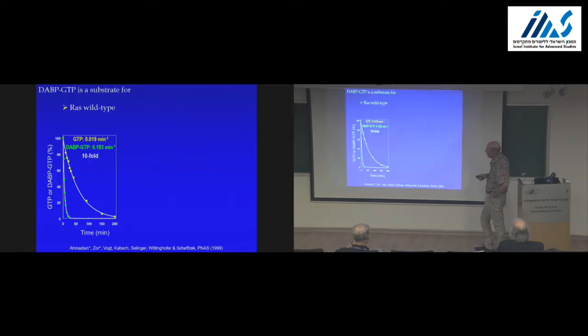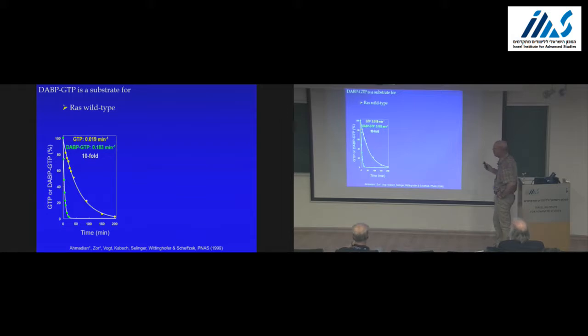And the results that we got were really striking, because in this G protein, the rate of GTP hydrolysis and DAP-GTP hydrolysis was different. DAP-GTP was undergoing hydrolysis much faster, 10-fold faster than GTP. Okay, the green line versus the yellow dots. This was with wild-type RAS.